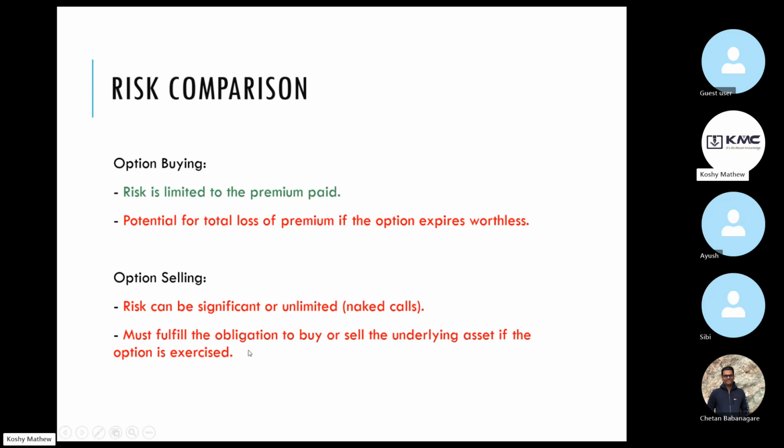And if you have sold a derivative of a stock, you must fulfill the obligation to buy or sell the underlying asset if the option is exercised at the expiry. If you sold a Wipro call option and don't square it off before the expiry, you're obliged to give those many shares to the buyer. So be careful when you exercise something to do with stocks. Indices, you don't have a problem like that, but with stocks, you have it.